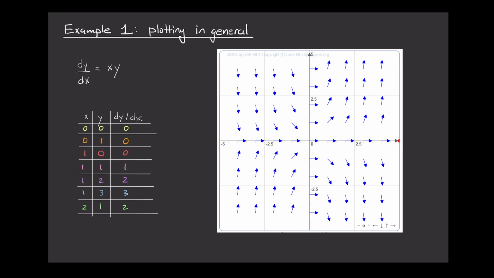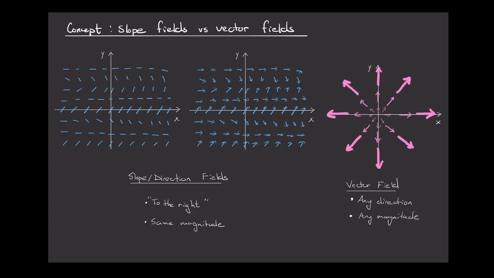Now's a good time to talk about the difference between a slope field and a vector field. Here are 3 different fields. The first 2 are slope or direction fields. You'll notice that the one on the far left has no arrowheads. The one in the middle has arrowheads. These are both what are called slope or direction fields.